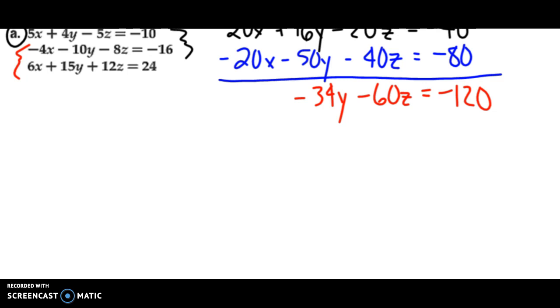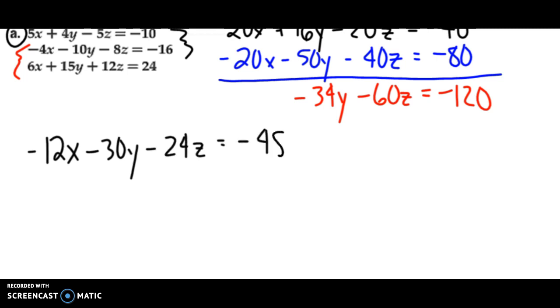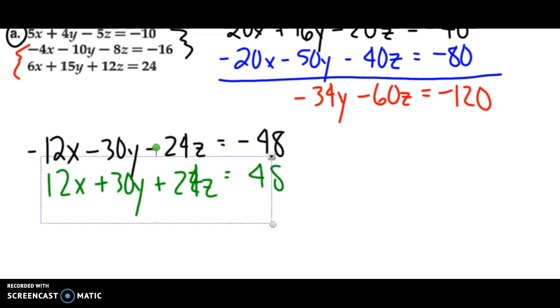So I multiply the whole top by 3. I get negative 12x minus 30y minus 24z is equal to negative 48. And I multiply the bottom all by 2, and I get 12x plus 30y plus 24z is equal to 48. And you'll notice when I add down, x's go away, y's go away, z's go away, so I get 0 is equal to 0.